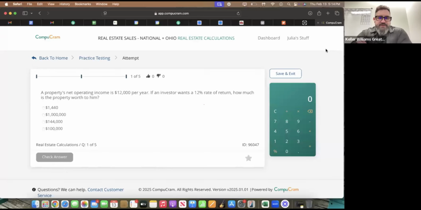All right. First question. A property's net operating income is $12,000 per year. If an investor wants a 12% rate of return, how much is the property worth to him? A, $1,440, B, $1 million, C, $144,000, or D, $100,000.